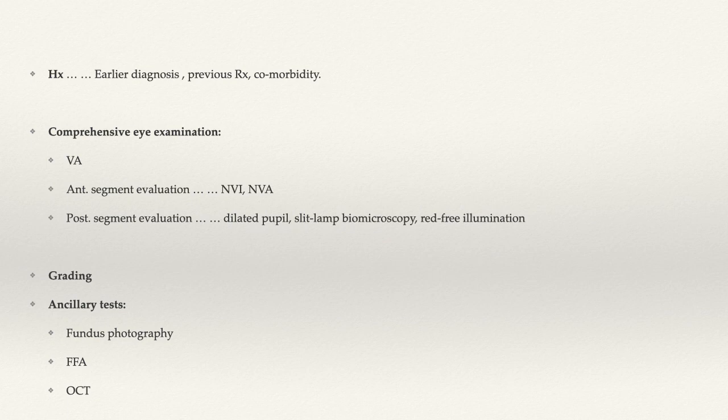The ophthalmic evaluation starts with history taking, the diagnosis of diabetes, the systemic disease, history of previous treatments, and presence of other comorbidities. Comprehensive eye examination regarding visual acuity, anterior segment evaluation regarding presence of neovascularization at the iris and the angle, posterior segment evaluation through dilated pupils using slit lamp biomicroscopy, and grading based on fundus photographs, fluorescein angiography, and OCT.